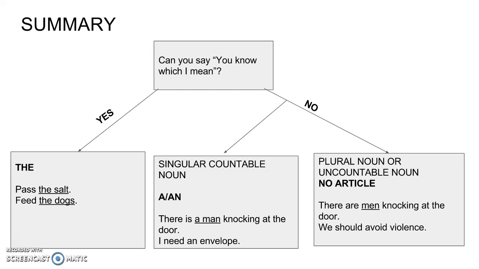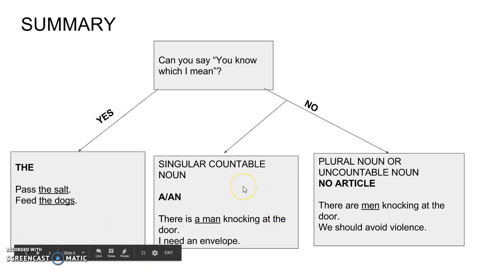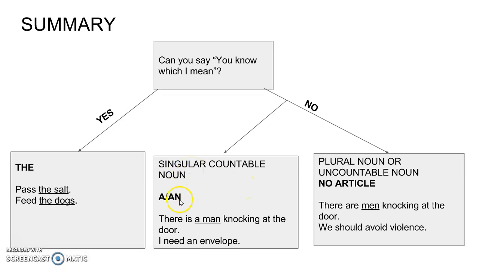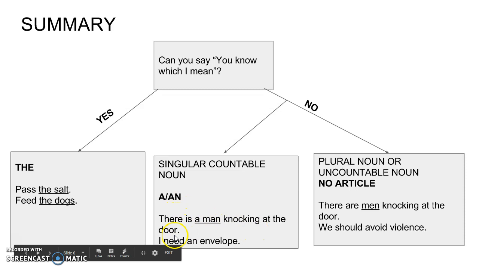The. However, if it's not clear which particular things you mean, then it depends what kind of noun it is. If it's one particular thing and you don't know what it means, you say a or an. There is a man knocking at the door. Don't know which man, but that is one way of looking at it.